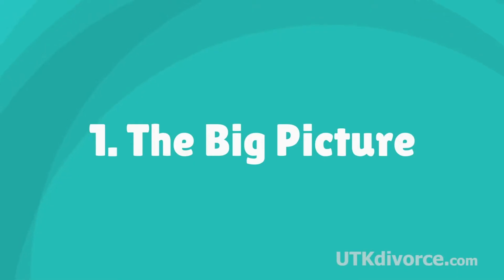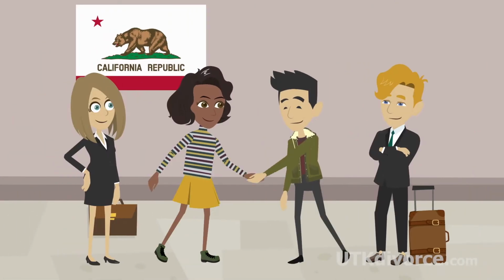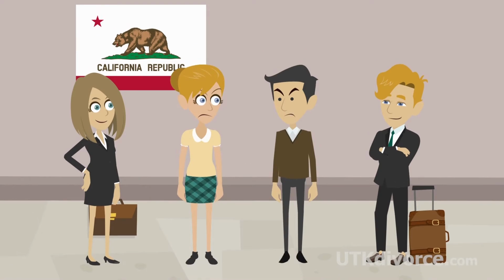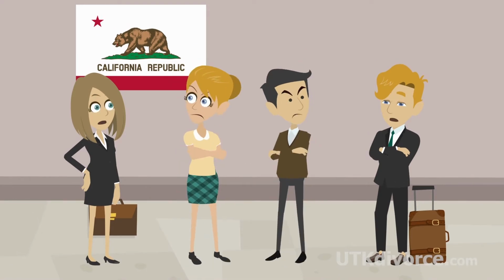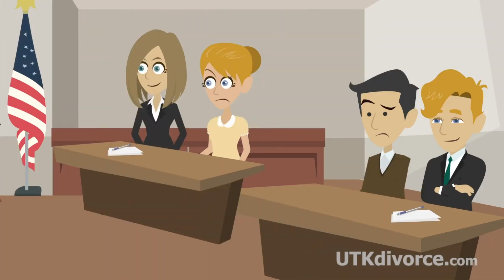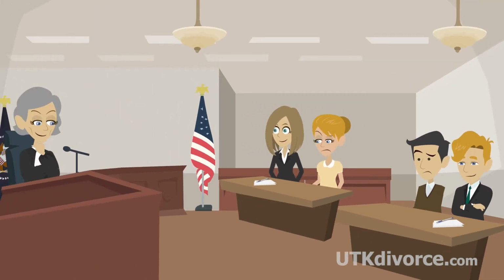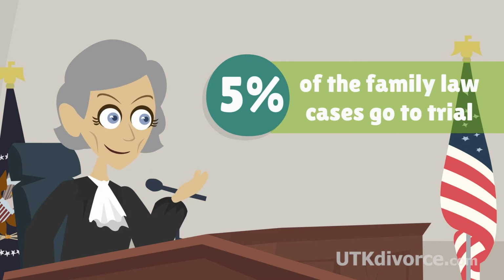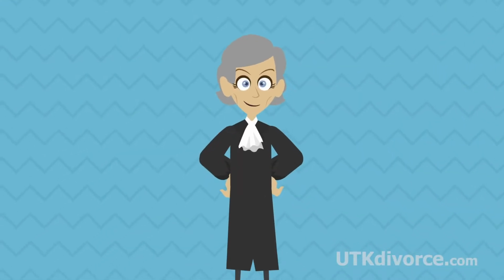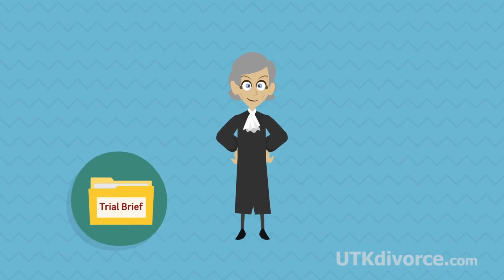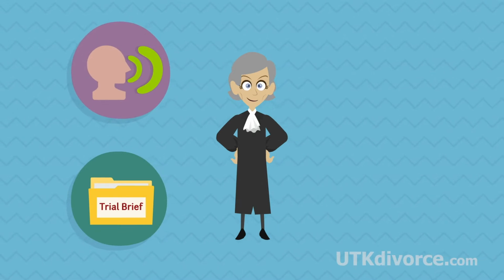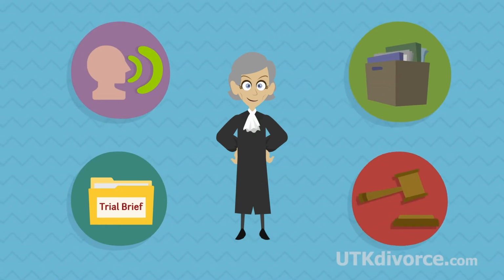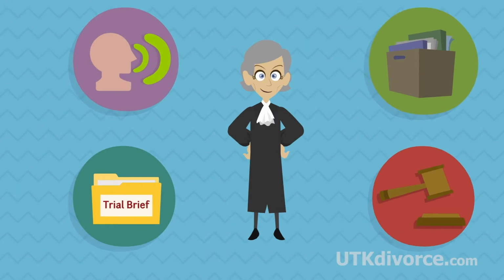1. The big picture. Most California family law cases settle, but sometimes a complete settlement just cannot be reached, and some or all of the family law issues have to go to trial and have to be decided by a judge. About 5% of the family law cases go to trial. At trial, the family law judge reads your trial brief, hears oral testimony, looks at supporting documents, and makes a ruling on the issues you cannot agree upon.